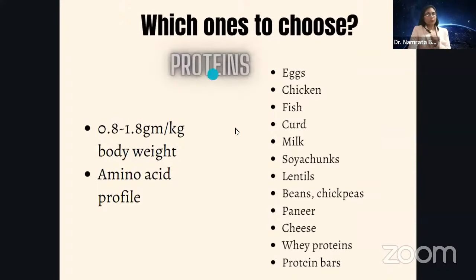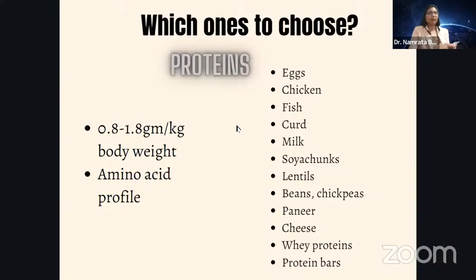Now, which ones to choose? Because the majority of us are vegetarians. So let's just face the fact that the quality of proteins is good in non-vegetarian food. And that's fine. We don't need to change our orientation just because we want good quality proteins. But let's face it, good quality protein means the amino acid profile of that protein, the biological value, which our body will easily assimilate to make our own protein.